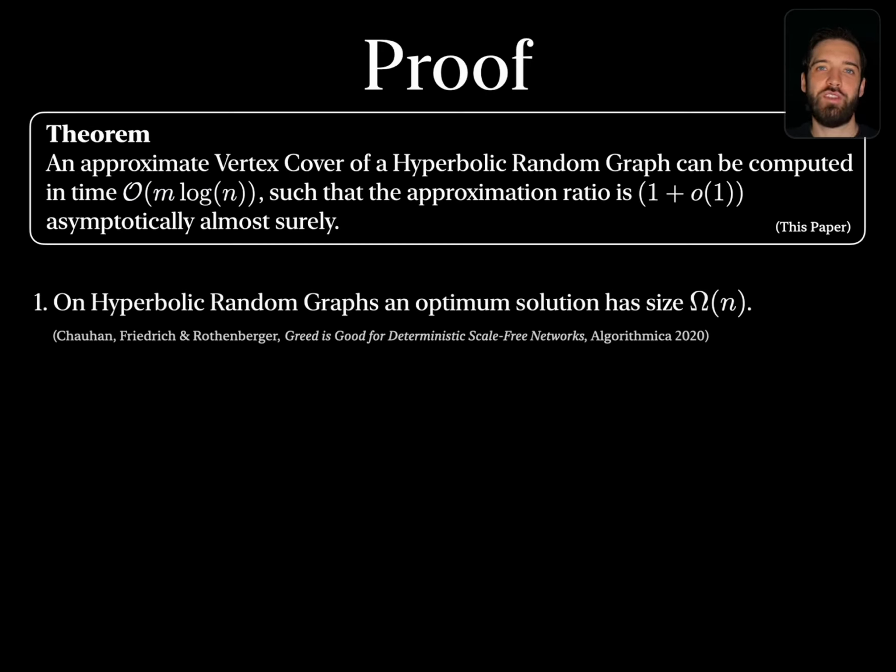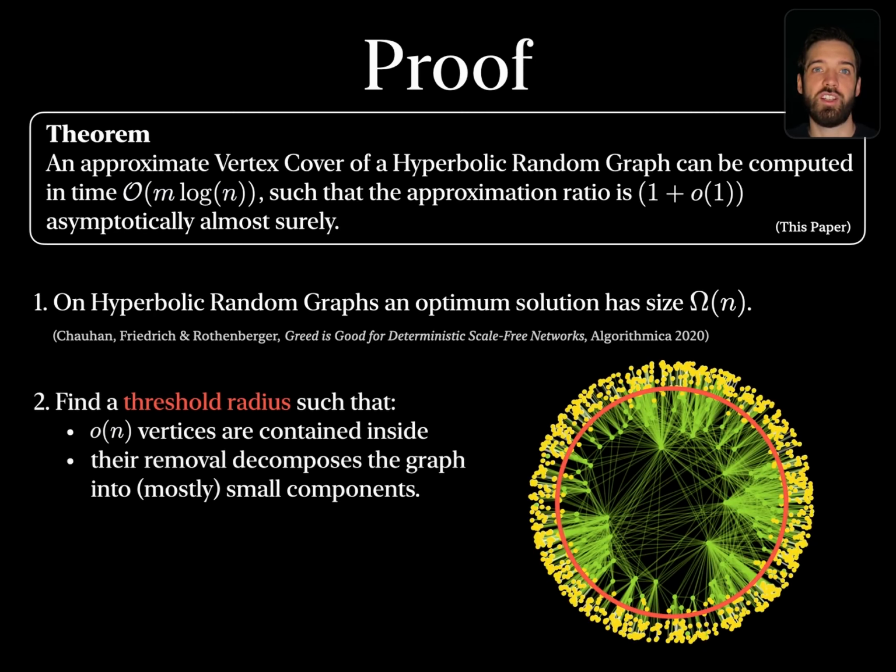First, we make use of the fact that it has previously been shown that the size of a minimum vertex cover on hyperbolic random graphs is linear asymptotically almost surely. So to prove an approximation factor of 1 plus little o of 1, we only have to show that the number of vertices that we pick greedily but are not part of an optimal solution is sublinear in n. To this end, we find a threshold radius such that only sublinearly many vertices are contained inside and such that the removal of these vertices decomposes the graph into mostly small components.